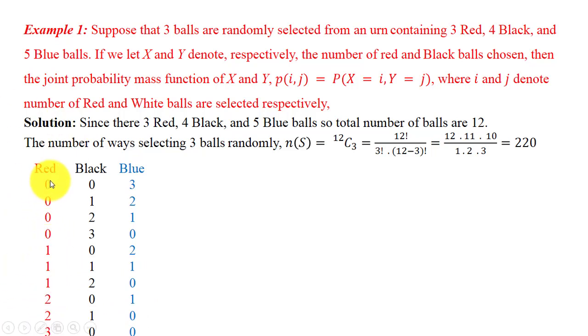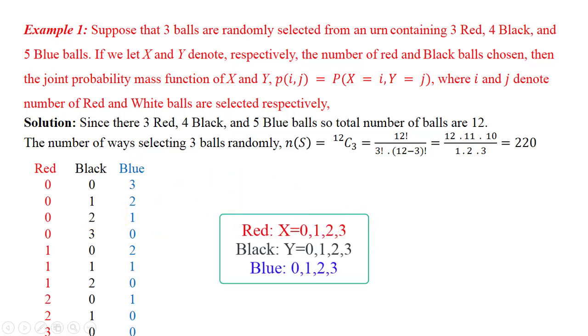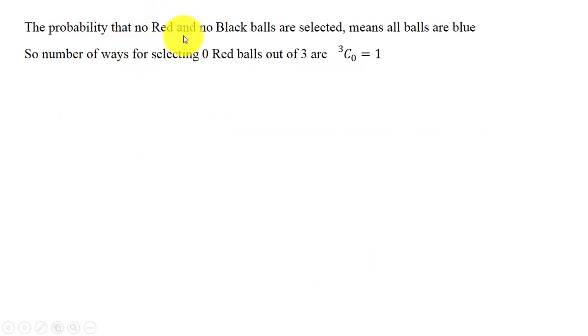So see the combinations here. There is a possibility that 0 red balls are selected, 1 red ball is drawn, 2 red balls are drawn and 3 red balls are selected. Similarly, 0 black balls are selected, 1 black ball is selected, up to 3 black balls are selected. Since x denotes the red balls and y denotes the black balls, the possible values of these random variables x and y are x equal to 0, 1, 2, 3 and y equal to 0, 1, 2, 3.